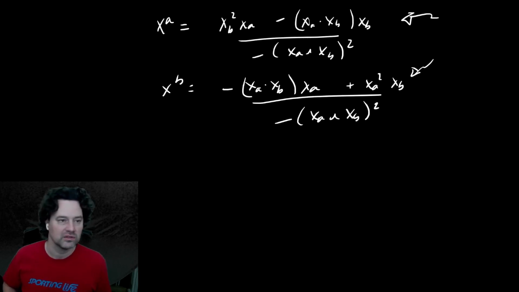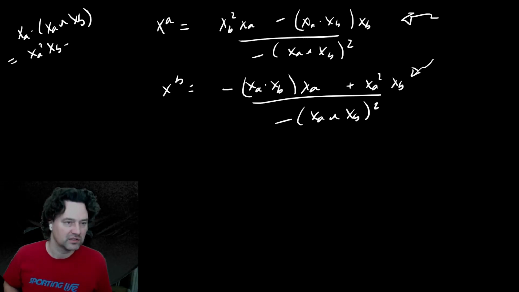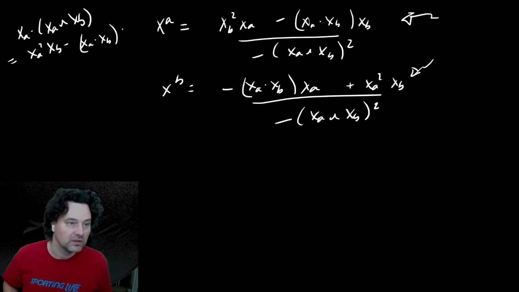And so let's try it here. So if we try xa dotted with xa wedge xb, what is that? That is xa squared times xb minus xa dotted with xb. So doing inner times xb, outer times xa.